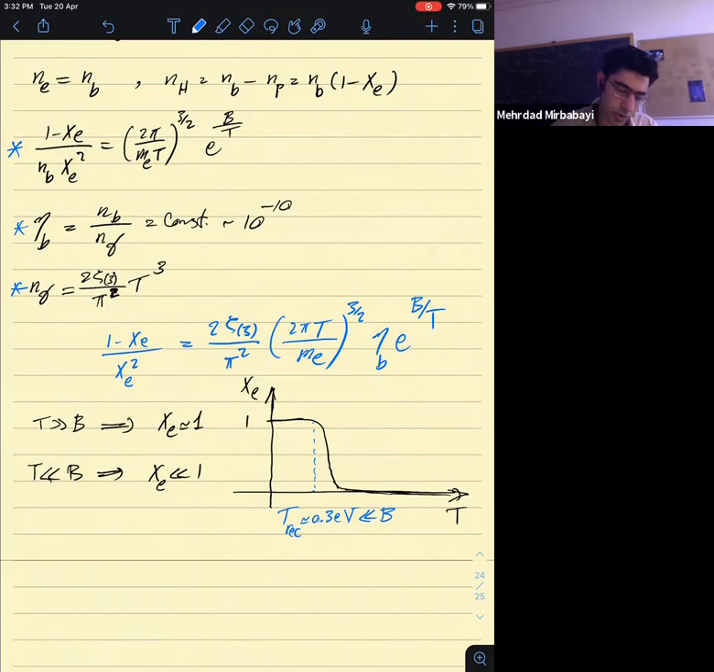Why is it so much smaller? Why should we wait so long until Xe becomes less than 1? It is because of this small prefactor. We need this exponential to become really big to beat this small prefactor, which comes from the small ratio of baryons to photons. That is essentially the reason the recombination temperature is much, much smaller than the binding energy of the hydrogen atom, which I remind you is 13.6 electron volt.